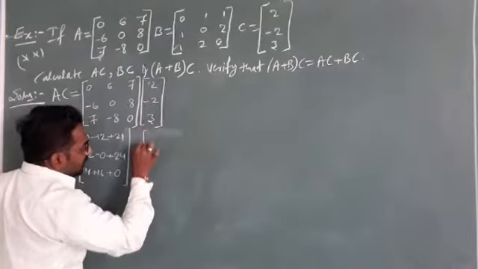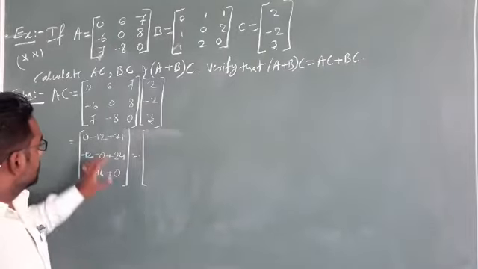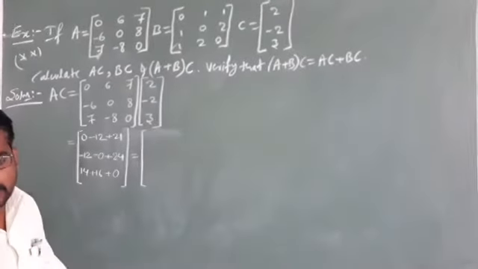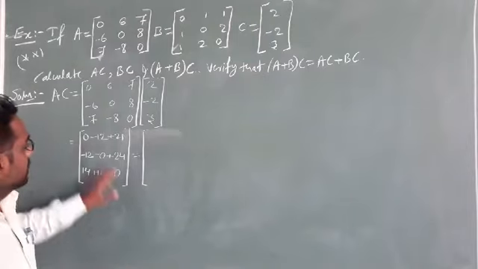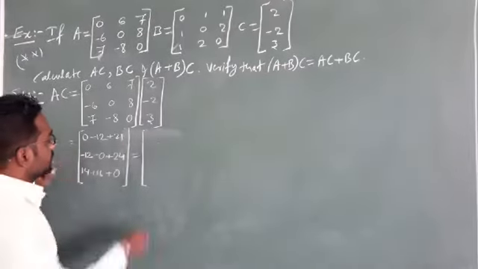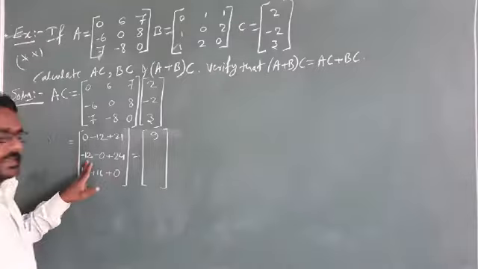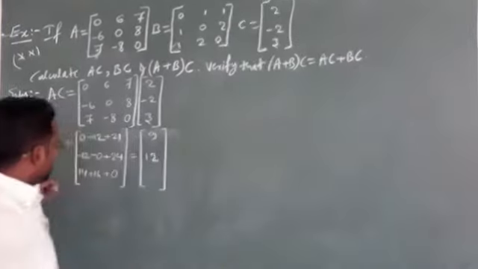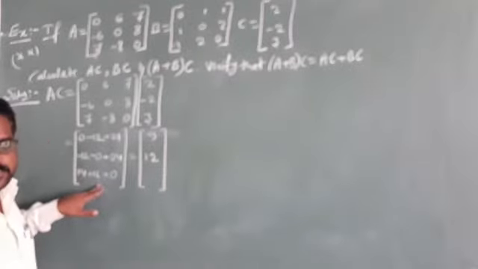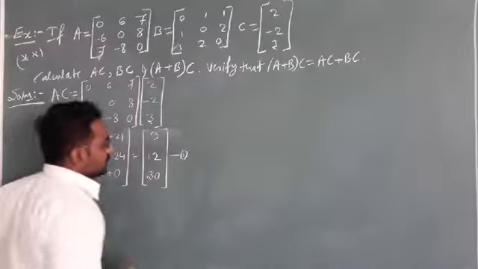What is the result of the product AC, students, here? Minus 12 plus 21, that is 9. Minus 12 plus 24, that is 12. Next, 14 plus 16, that is 30. Take it as equation number 1.